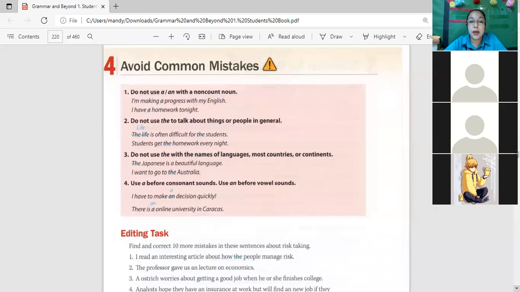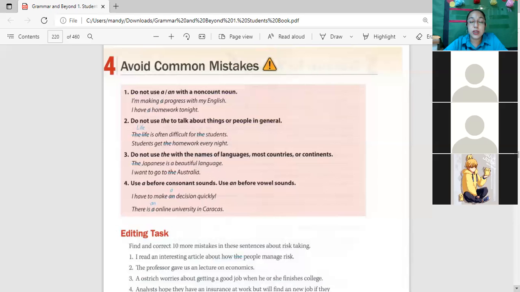But when you talk in general, okay, we don't use the article. Students get the homework every night. Okay, in that case, it's general. Maybe you have, let me see, grammar homework, math, EFL. Okay, we don't know. If you mention specifically what the homework or the subject is, okay, it's possible. But in that case, you use it generally. Okay, number three, don't use the with the names of languages, most countries, or continents. Okay, you know that we have some exceptions, yeah?